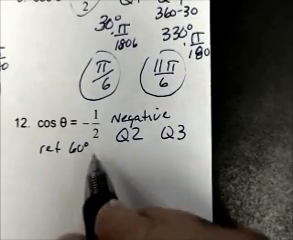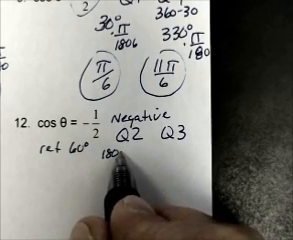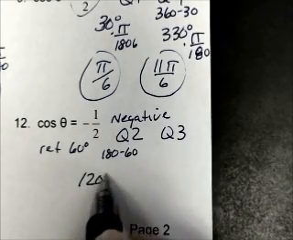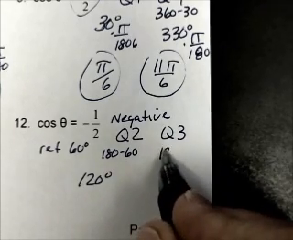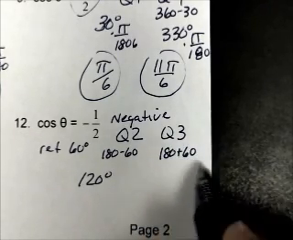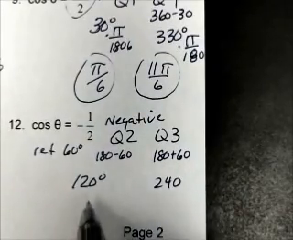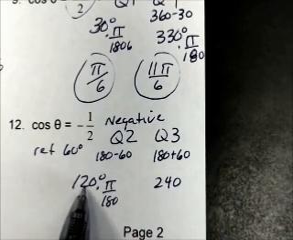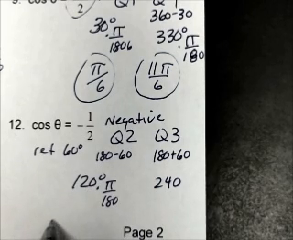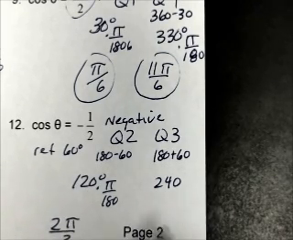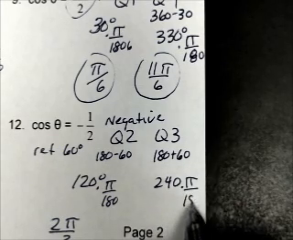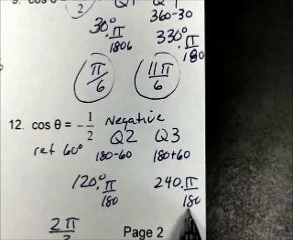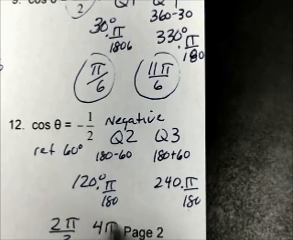In quadrant 2, I would take 180 minus 60, which is 120. For quadrant 3, 180 plus 60, which is 240. And now let's convert to radian measure by multiplying by pi over 180. Oh, nice, reducing by 60 again, dividing each by 60. That's going to leave me with 2 pi over 3. And same here, dividing by 60, that's 4 pi over 3. So there we have our 2 radian measures.